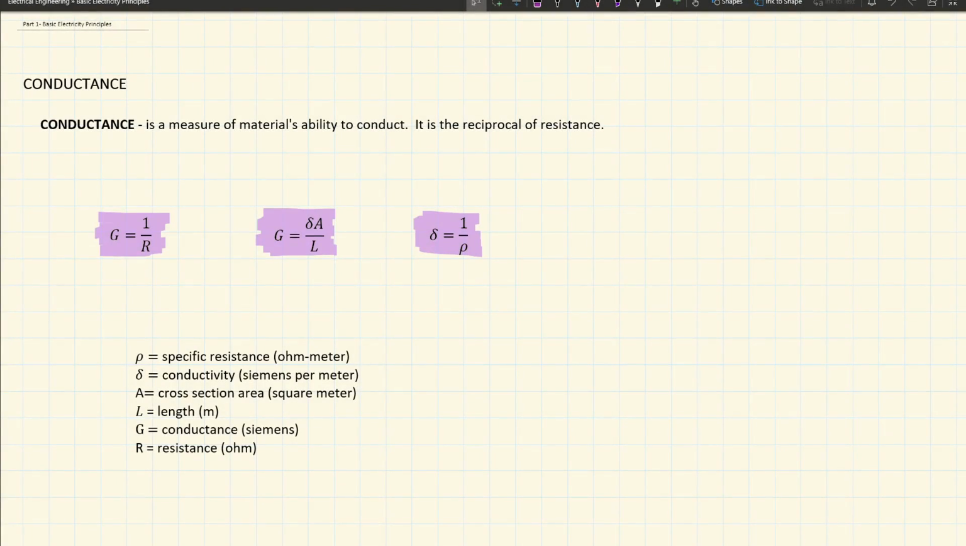Conductance. Conductance is a measure of material's ability to conduct. It is also the reciprocal of resistance. Conductance is equal to 1 over R. Conductance is equal to delta times A all over L. Conductivity is equal to 1 over rho.